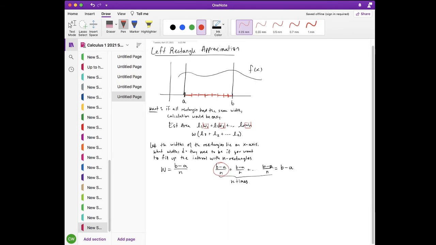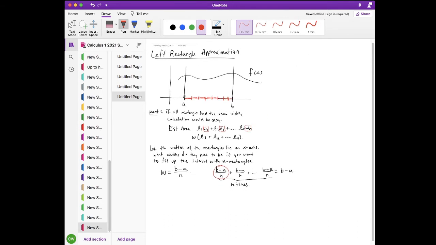Okay, so by doing that, we're going to make calculation a lot easier because all the widths are the same. So now we just want to figure out what these L's are. There are going to be two methods to figure out the L's: one is called left approximation, and another method is called right approximation. So let's start with left approximation.